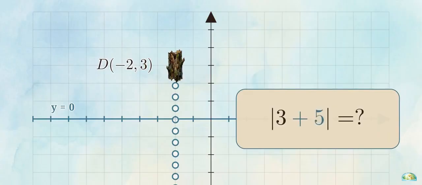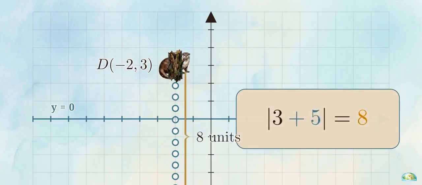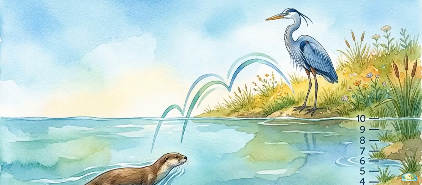Subtracting a negative is like adding a positive. The equation resolves to 8, meaning the otter swims exactly 8 units up. Using absolute value ensures we can track continuous distance across the zero line without generating negative results.